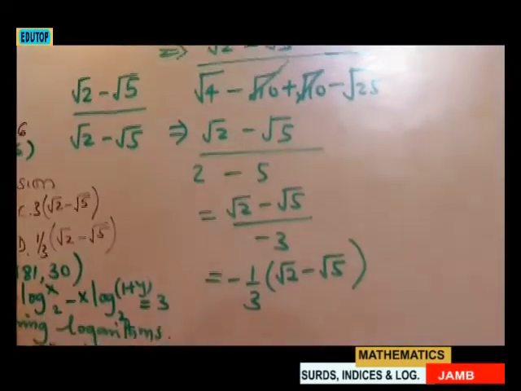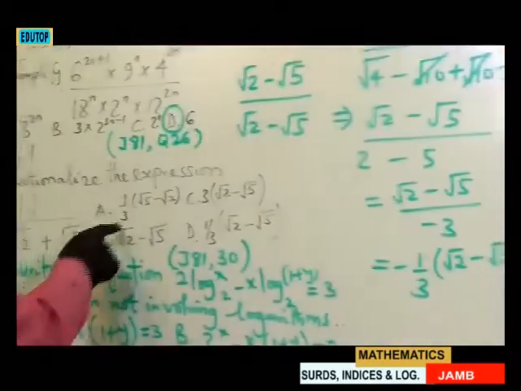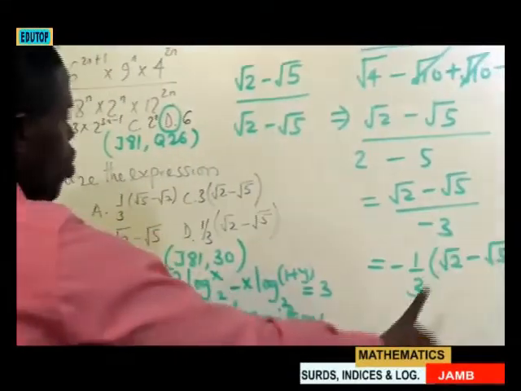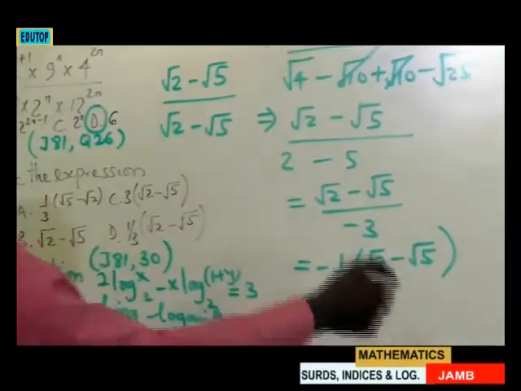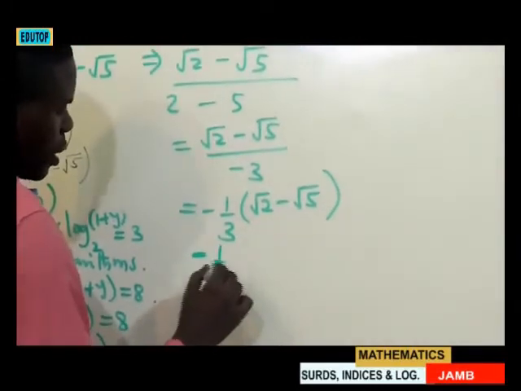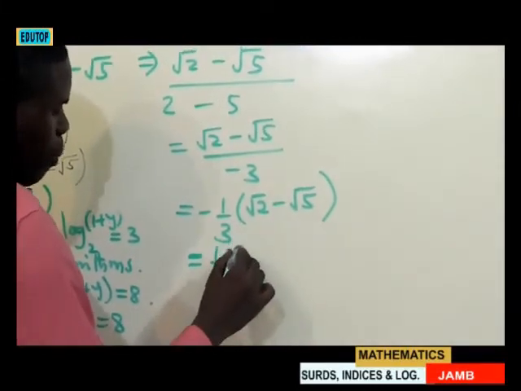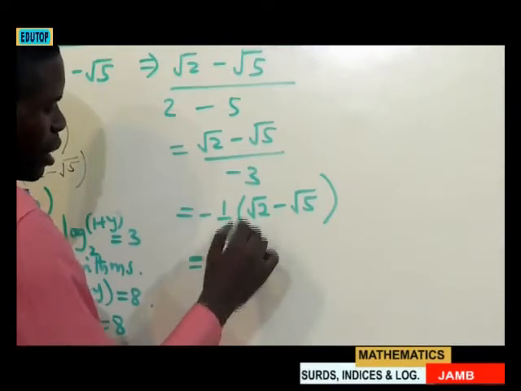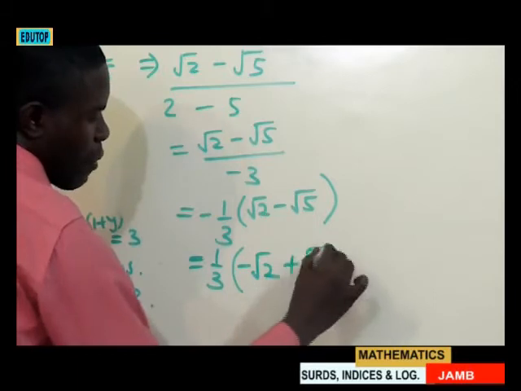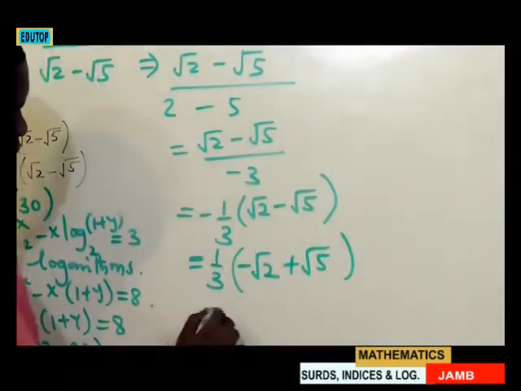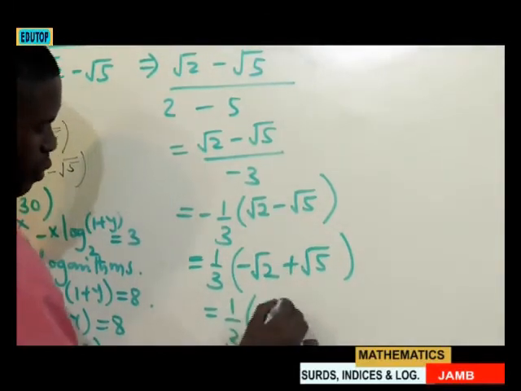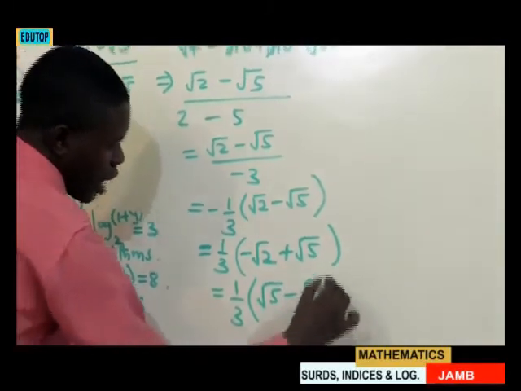Go to the options. Do you have such in the options? No. So that means this is the answer really, but we need to transform it to suit what will be in the options. Now, if I open this bracket, I have 1 over 3. Minus times this gives minus root 2. Minus times this becomes plus root 5. So it can be restructured as 1 over 3, with root 5 coming to the front, then minus root 2. So it has been restructured now.